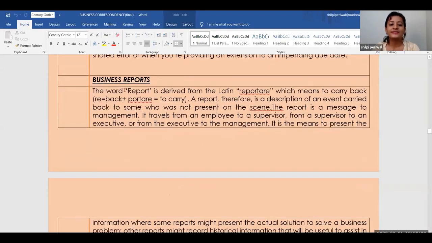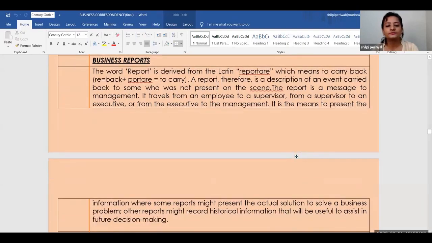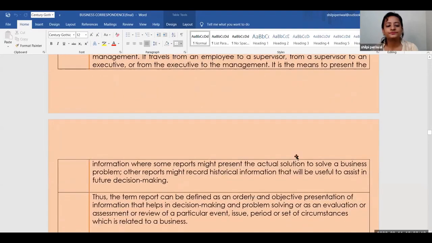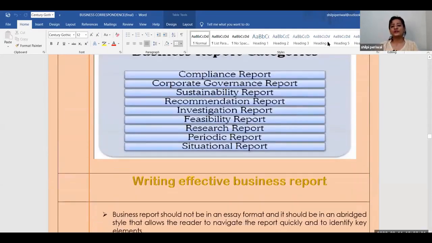Mark this important, please. Report is derived from the Latin word reportere, which means to carry back. Please mark this first sentence important. It is basically to carry back. So all of you know what a reporter is, right? News reporters and all these people. What do they do? They go attend the scene somewhere and they write a brief about that and come to you.